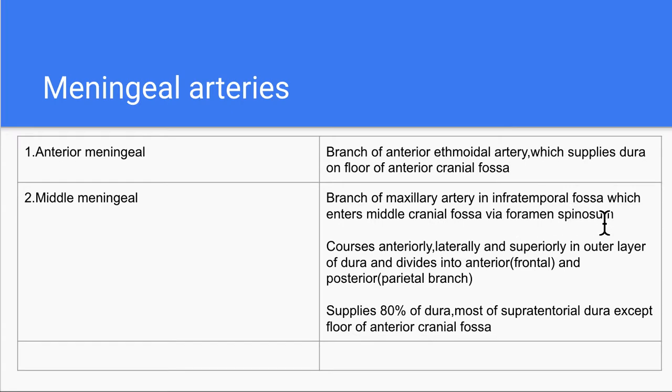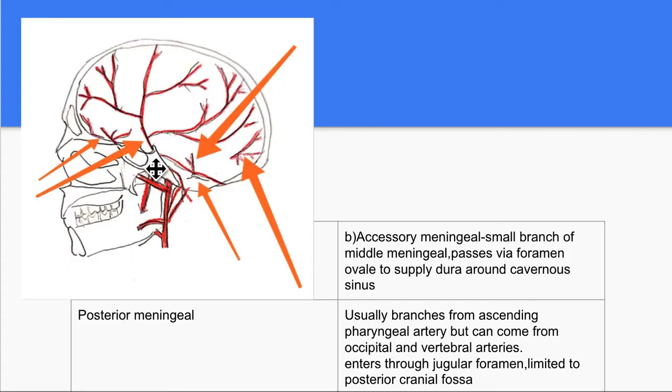spinosum. Okay, so we had studied another branch of the maxillary artery which supplies the dura, which was the accessory meningeal, but that entered through the foramen ovale. Middle meningeal enters through the foramen spinosum. It divides into an anterior and posterior branch. And as we have already studied, it is closely related to the pterion and may be the cause of epidural hematoma. Further, we have the accessory meningeal, which is a small branch of the middle meningeal, passes via the foramen ovale to supply the dura around the cavernous sinus.